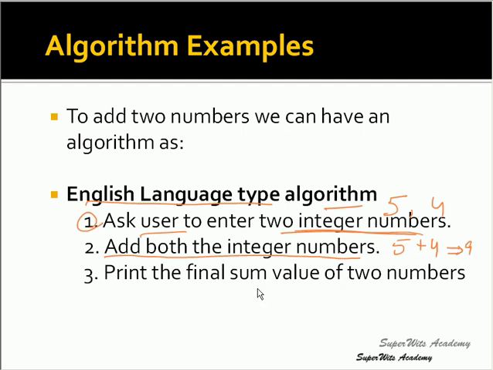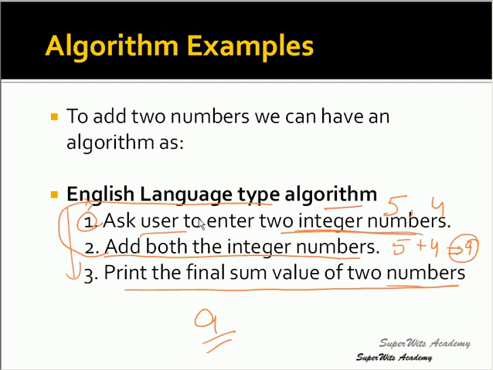Now finally you need to provide some output. So you need to print the sum value of the two numbers, and that is 9. So you print 9 at the end of the algorithm. So you specified that this must be the flow: first ask the user, then add, then print. You cannot add two numbers before asking the user for two integer numbers. So this flow is to be maintained, otherwise there is no meaning for this algorithm. So this is the one type.